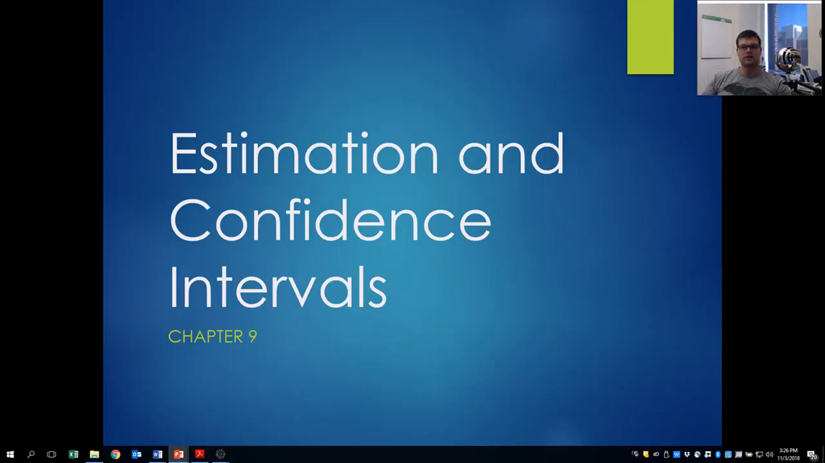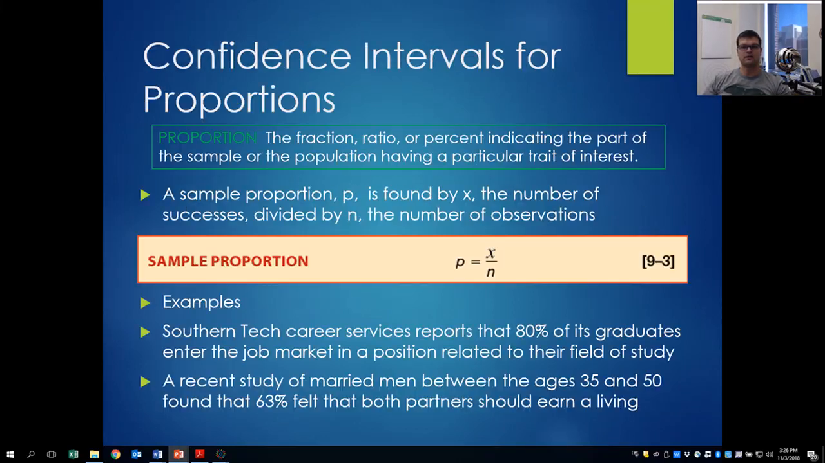Welcome to the lecture on confidence intervals and proportions.